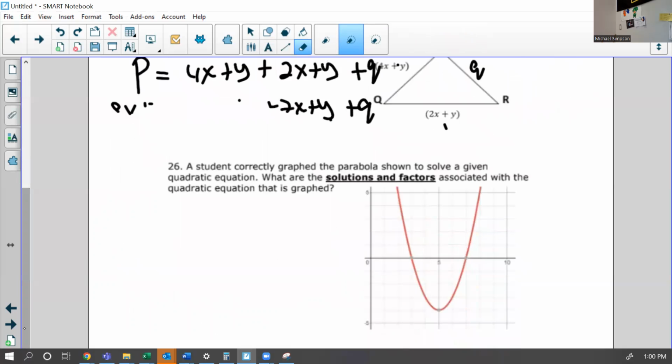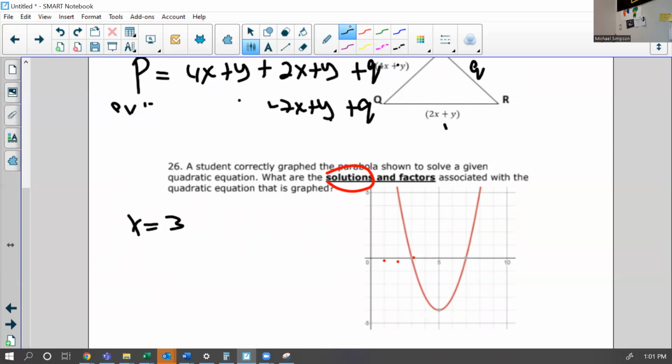All right. What are the solutions and factors? Okay, remember solutions are the same thing as your x-intercepts. These are the roots. So I look at the graph now. What are my x-intercepts? The x-intercepts are my solutions. So we have 1, 2, 3. So we have x equals 3, and the other one is x equals 7.